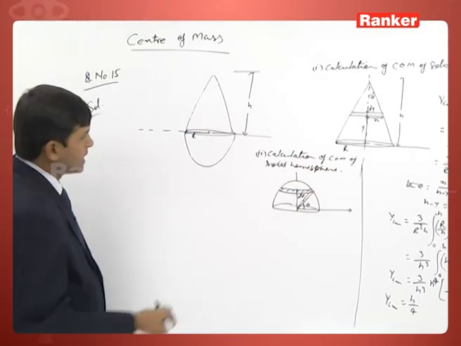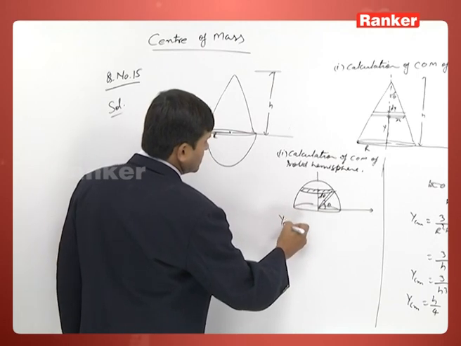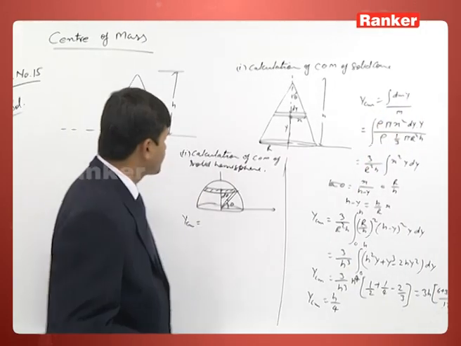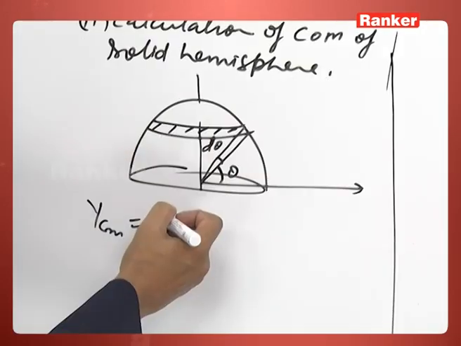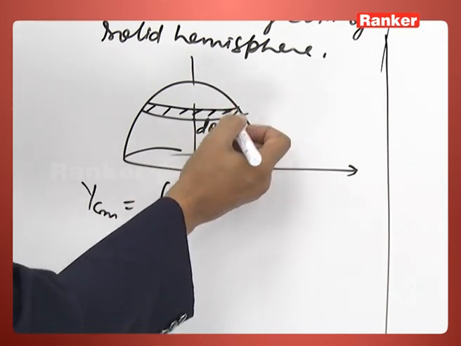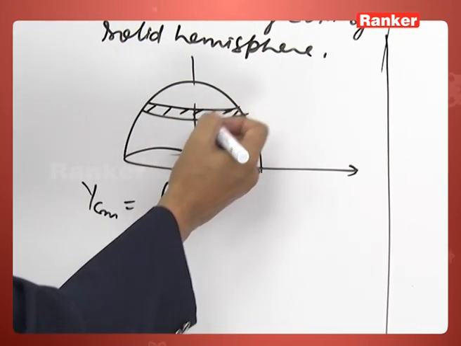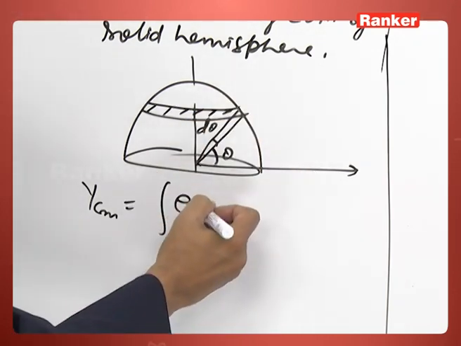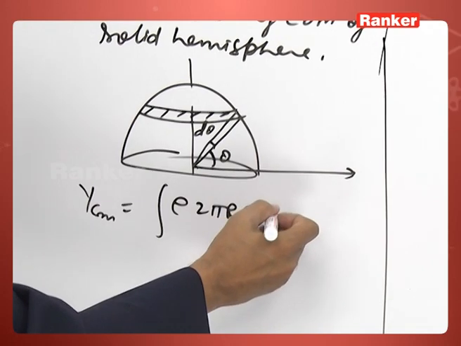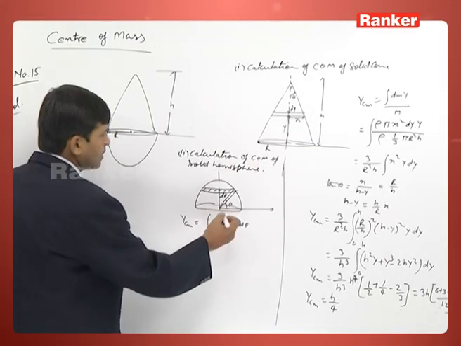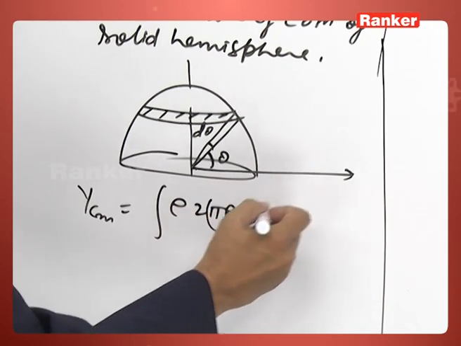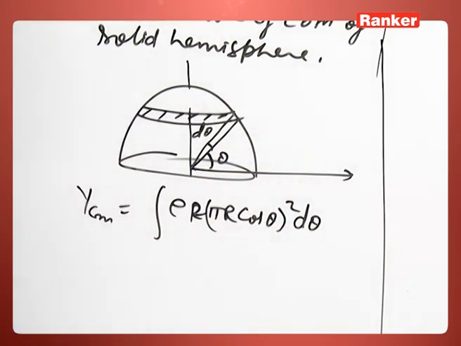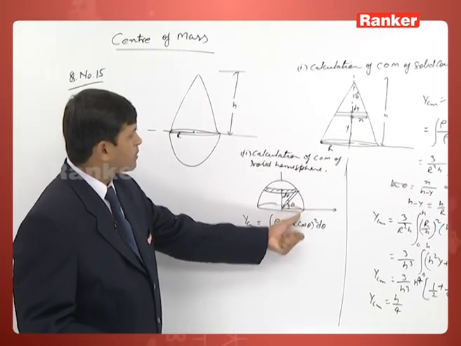Now again Y_CM. Y_CM, the same formula we can use: dm into y by M. Now dm is your rho, this radius is your r, this is capital R. This is your r cos theta, 2 pi r cos theta, or pi (r cos theta) whole square, into r d theta. Pi (r cos theta) is the radius.